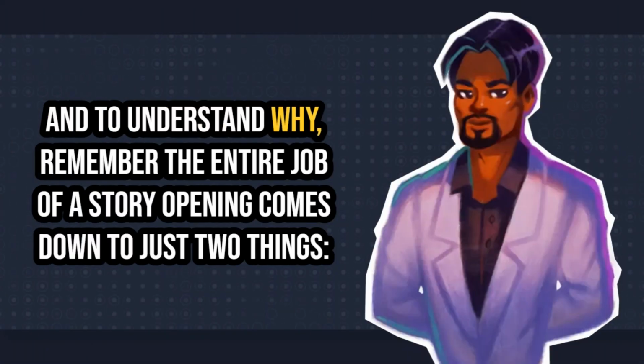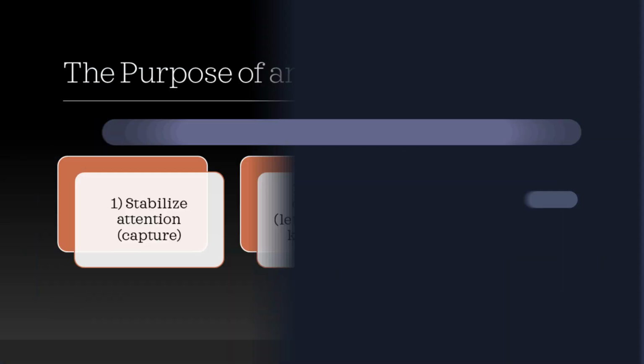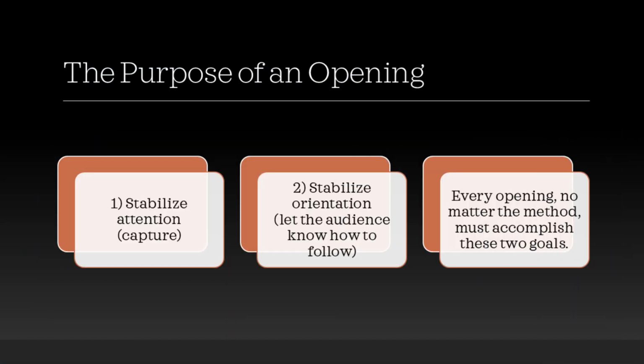And to understand why, remember the entire job of a story opening comes down to just two things. 1. Grab the audience's attention. And 2. Give them enough orientation to follow what's happening. Impact openings achieve number 1 through overload, and number 2 through inference. When you do it right, you get instant momentum. When you get it wrong, the audience is overwhelmed, confused, or, the worst outcome, bored.